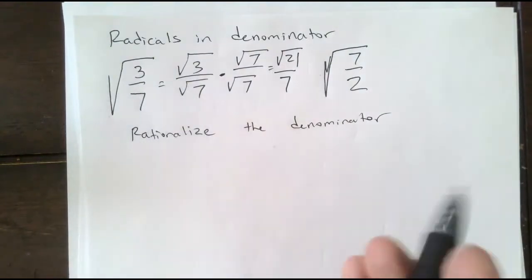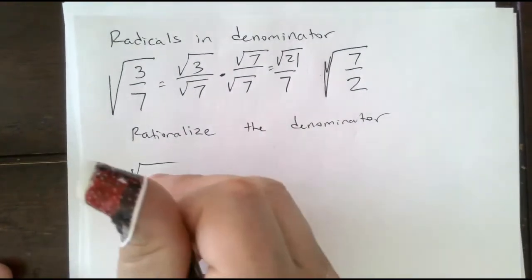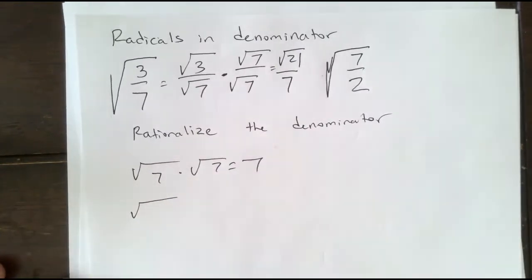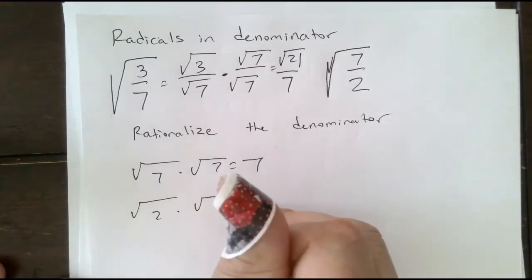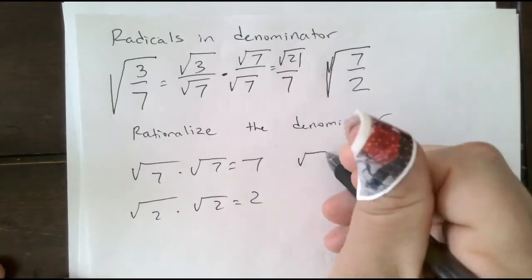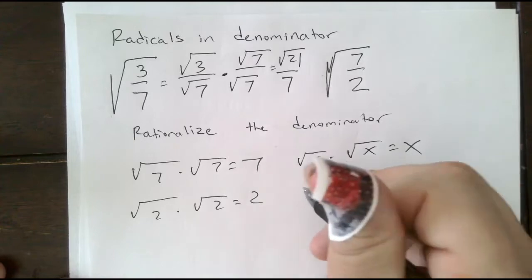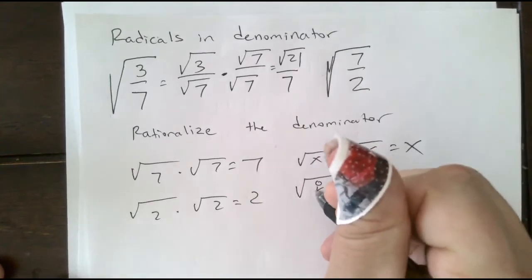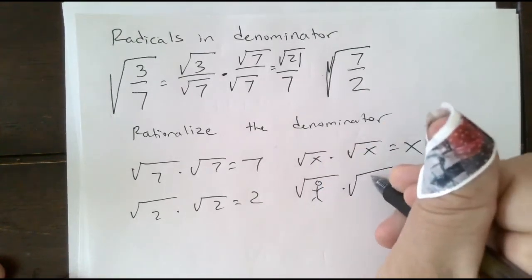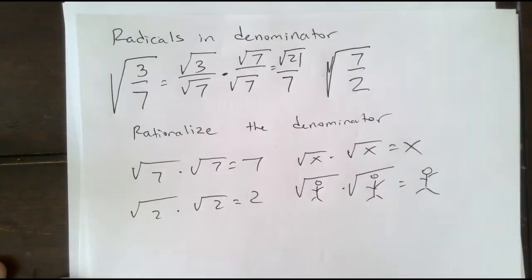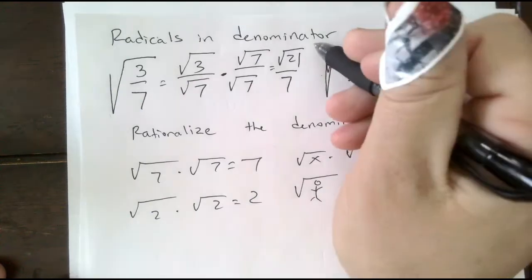Now this is pretty cool. The square root of 7 times the square root of 7 is 7. The square root of 2 times the square root of 2 is 2. The square root of x times the square root of x is x. The square root of a navy times the square root of a navy is a navy. Pretty cool, right?